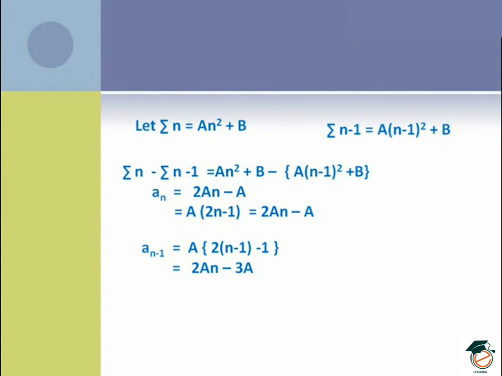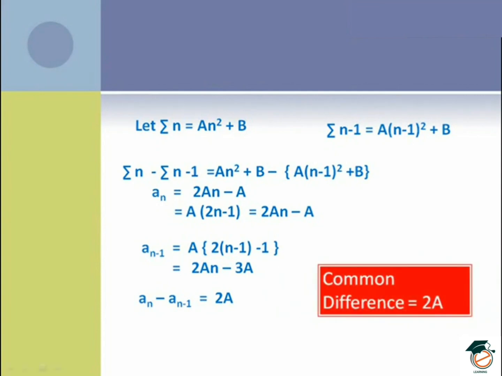Thus a_n, the nth term, is equal to 2an - a, and the (n-1)th term is equal to 2an - 3a. Now the nth term minus the (n-1)th term: we subtract both these equations, and what we get is 2a. Thus this is a constant, it does not depend on the value of n, and so we can say that this is an AP with a common difference equal to 2a. Also a is actually the coefficient of n². Thus we can say that if the sum of n terms is given by the expression an² + b, where a and b are constants, then such a sequence is an AP in which the common difference is equal to 2 times the coefficient of n².